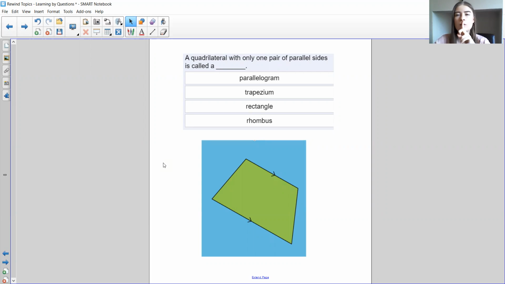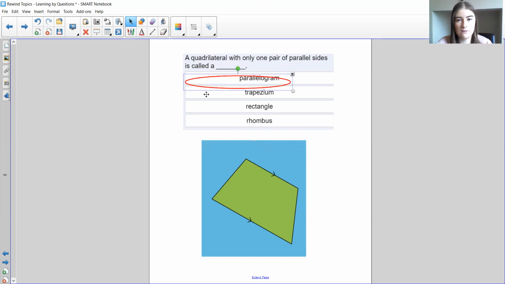It's only got 1 pair of parallel sides, and I think I remember seeing it. So in school, we said that this one looks a little bit like a squished top hat. Okay, so we said it looks a little bit like a hat. Don't ask why, that's just how we've remembered it. And so we have remembered that as the trapezium. So this shape here is called a trapezium.